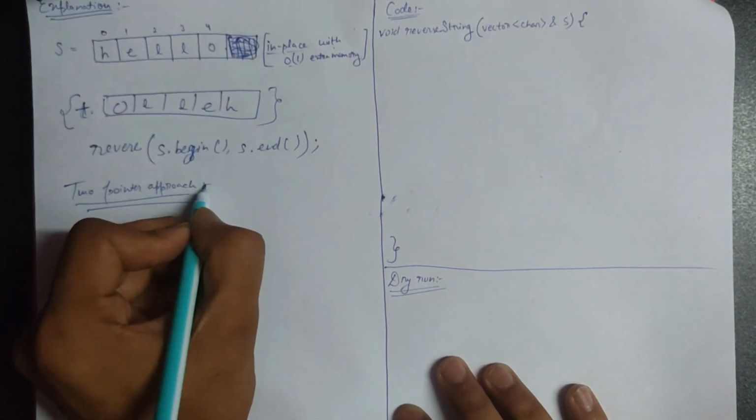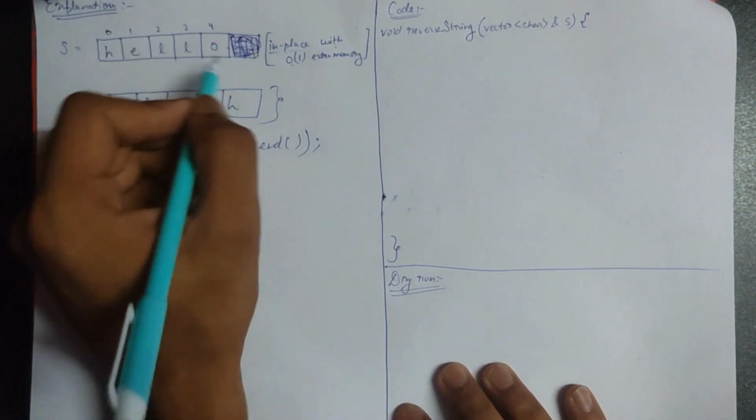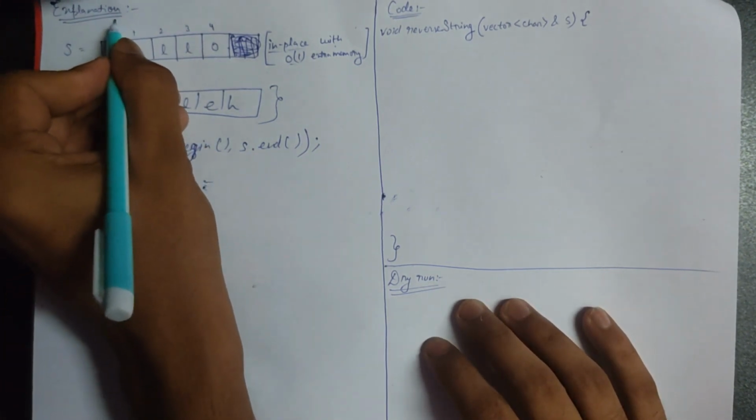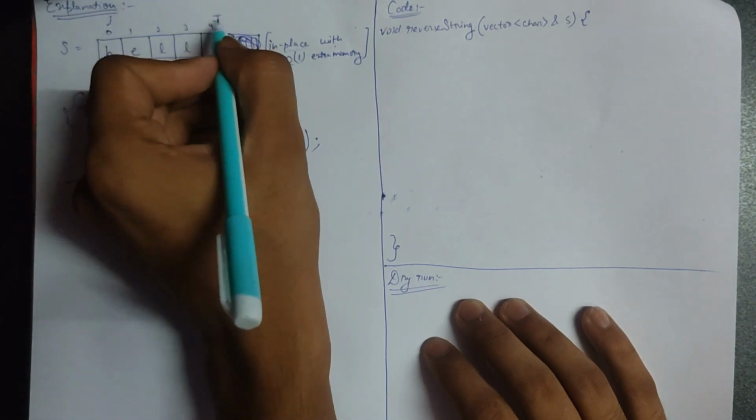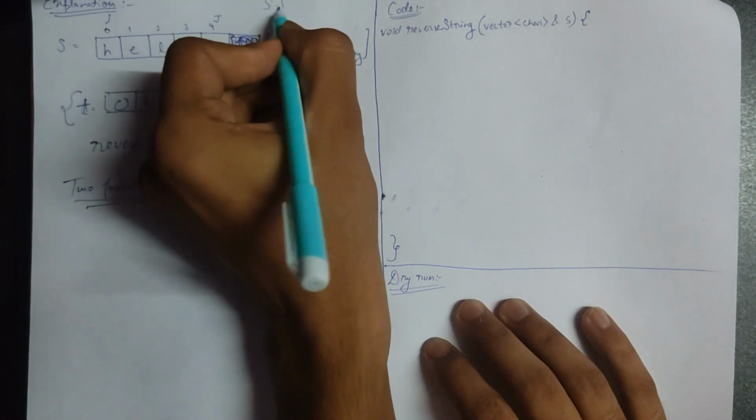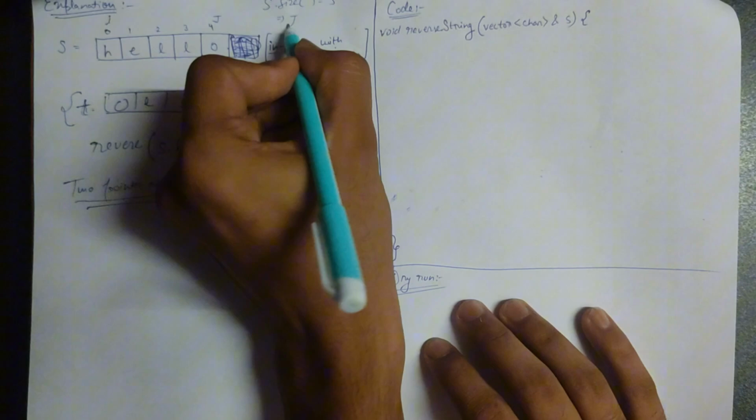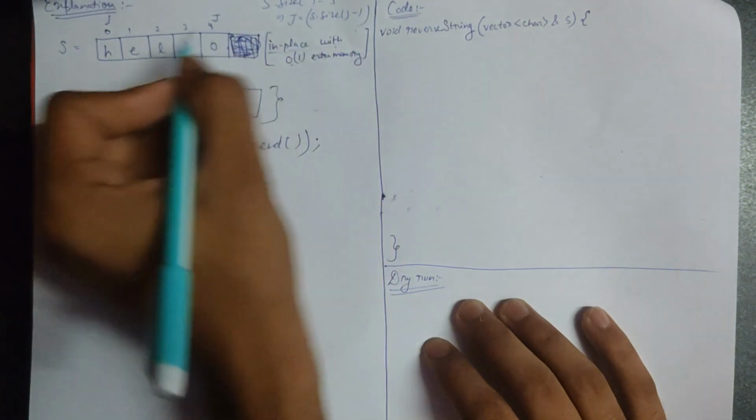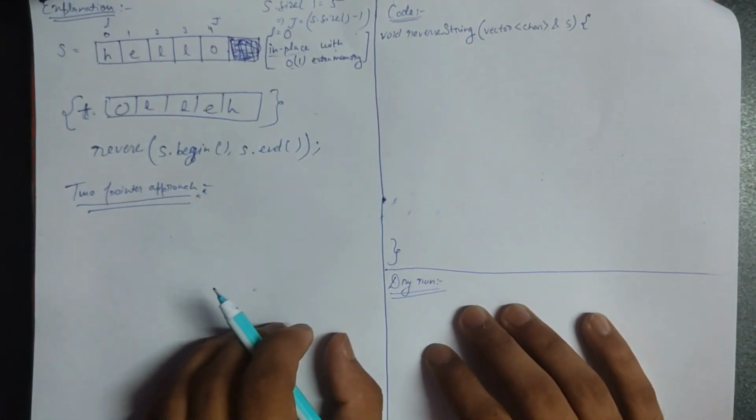In the two-pointer approach, as we want to reverse the string in place without using any extra space, we will just take two pointers, i at the starting and j at the ending. The position of the j pointer will be selected as the size of the string is 5, s.size() equals 5. So j will be s.size() minus 1, and i will be initialized as 0.